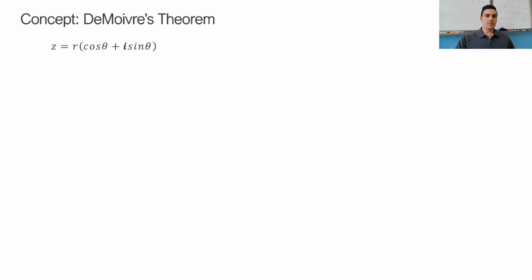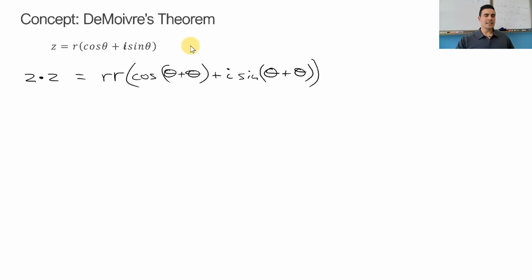All right, next concept, this thing called DeMoivre's theorem. DeMoivre's theorem is how we say that. So now we've got z is equal to some complex number in polar form. Now what happens if I were to multiply z by z?